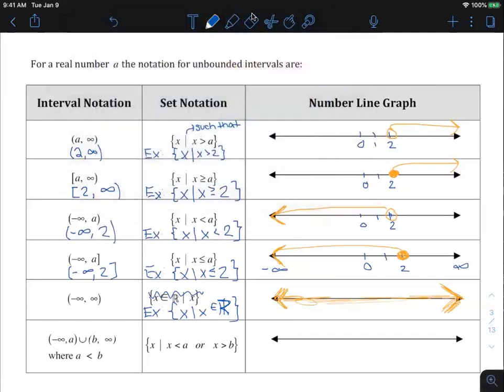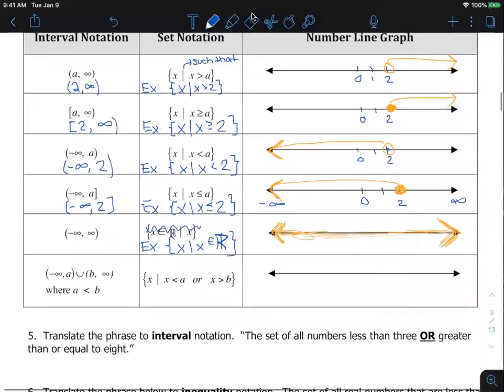Last one, let's do an example where we have negative infinity up until 0.